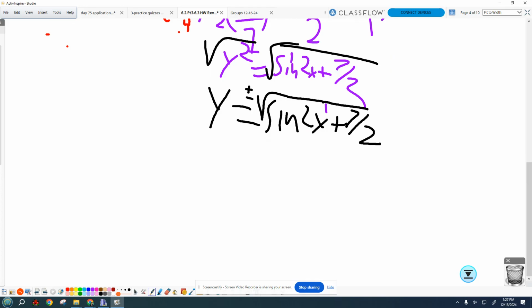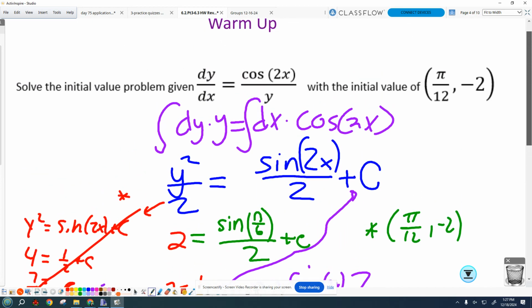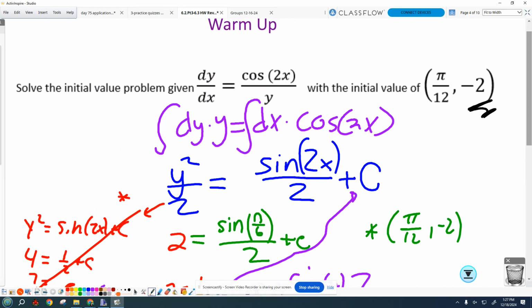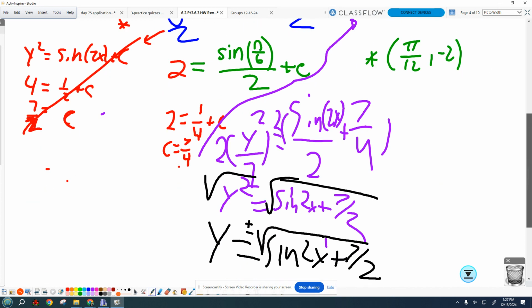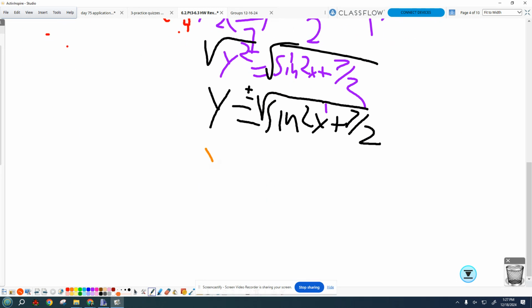So, group 5. Yes, so we chose the negative one. Why? Because the y value of the original initial given value is negative, and if you were to take the square root and not put a negative outcome, it can't be negative. So, okay, the reasoning.